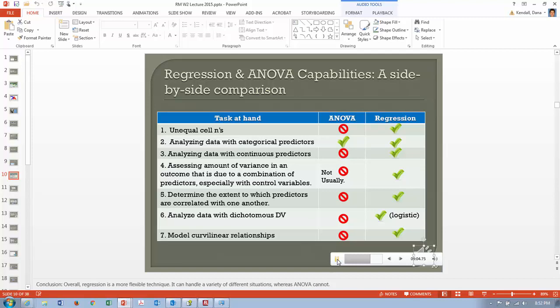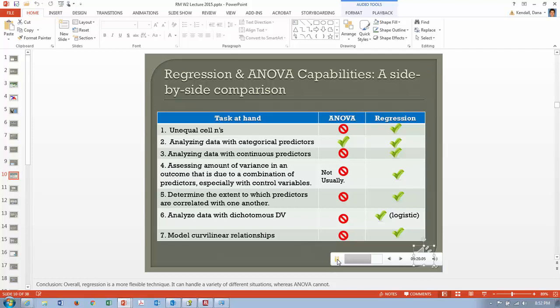Number 5, determine the extent to which predictors are correlated with each other. So ANOVA can't account for this idea that predictors are associated with one another, and so we want to understand how each one uniquely contributes to a DV of interest. So that's related to number 4.